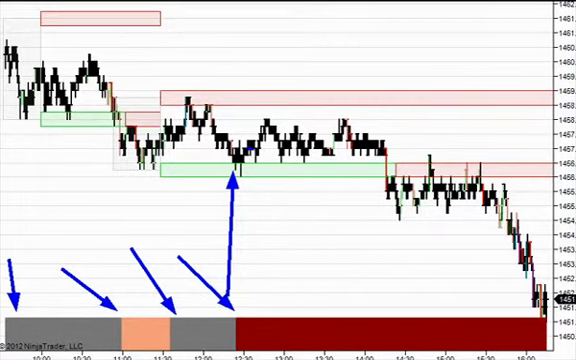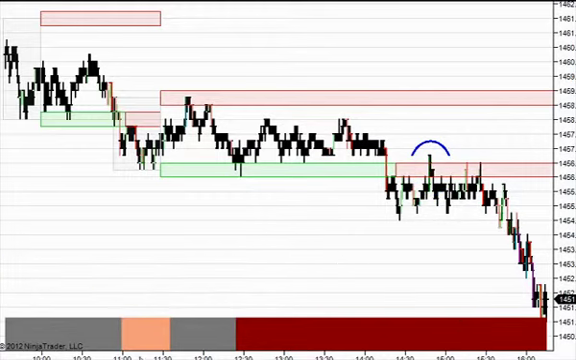Okay, so again, you can see in this case we have a resistance zone, rejection of a level 2, filters dark red. You can see several pieces of evidence come together. Hopefully that concept makes a little bit of sense. Next, let's put on the deceleration bars.